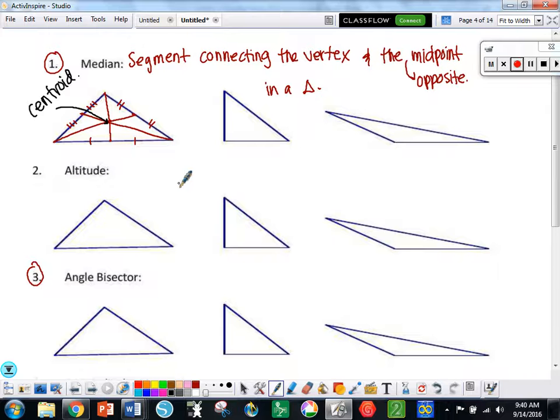A median can happen on a right triangle, all 3 sides. A median can happen if I do one right here. Now the kind of question you'll be getting from this triangle, or from a median.